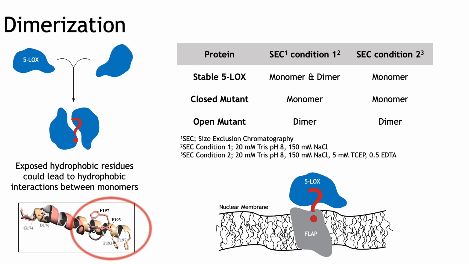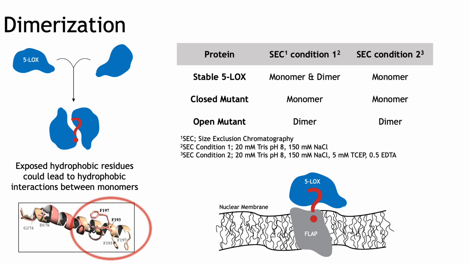So now that we have our mutants, we want to see how they act in comparison to stable 5-LOX. We first notice oligomeric trends when purifying the enzyme by size. Size exclusion chromatography separates proteins according to size, and proteins can sometimes strongly associate with themselves, which increases their size based on SEC. This is shown on the left. We saw that stable 5-LOX could form monomers and dimers in a basic buffer, and it was fully converted to a monomer when the disulfide bond reducing agent TCEP and chelating agent EDTA were added.